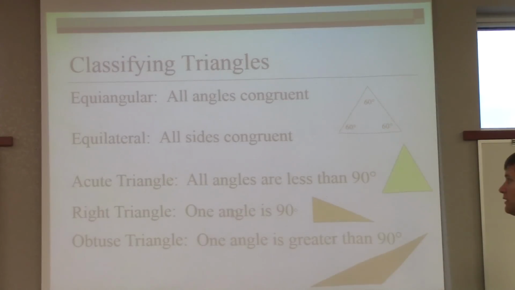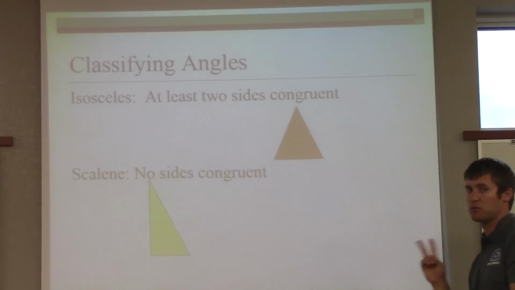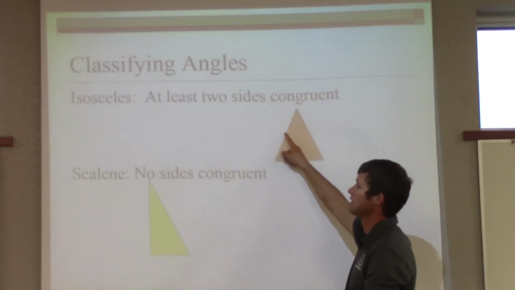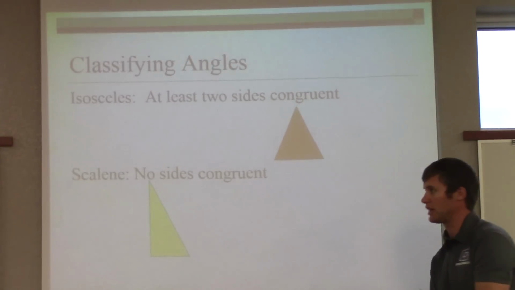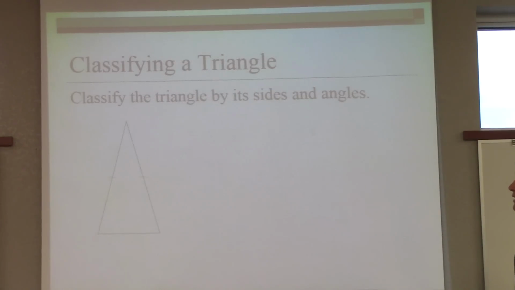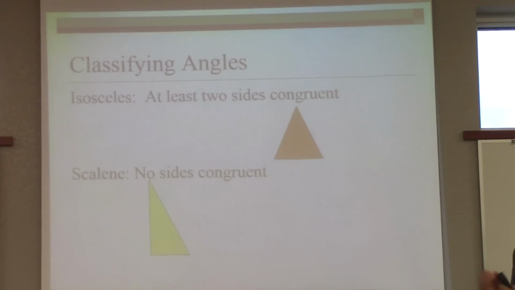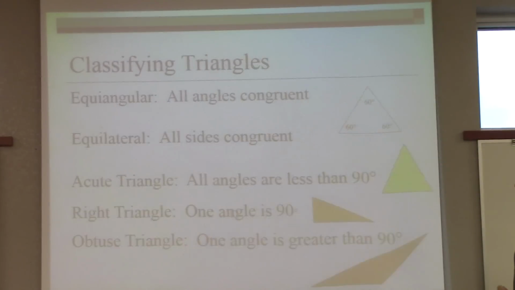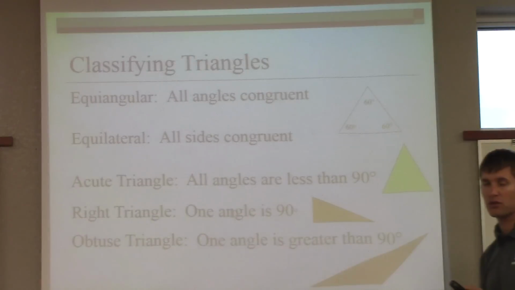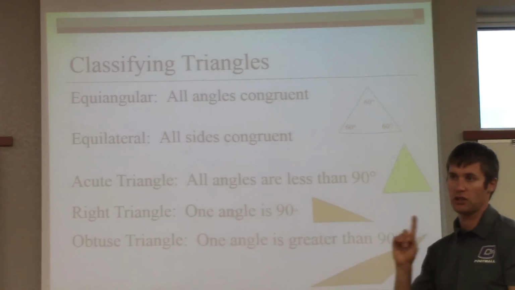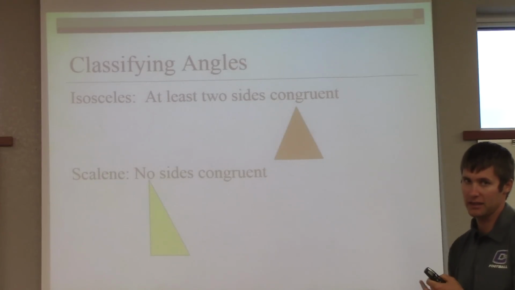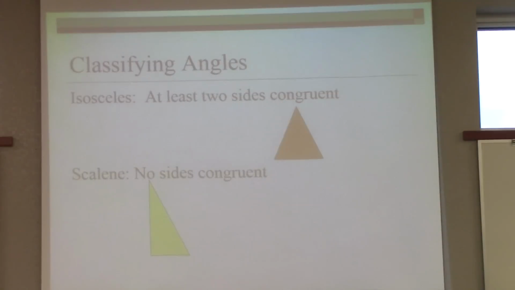Isosceles means we have two sides that are congruent. Scalene means no sides are equal. So make sure you write those down. So once again, you have equiangular, equilateral, right, obtuse, acute. And then you have scalene, isosceles.